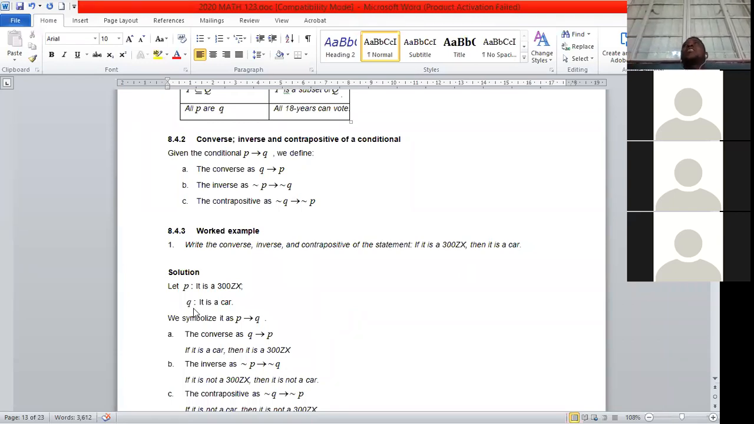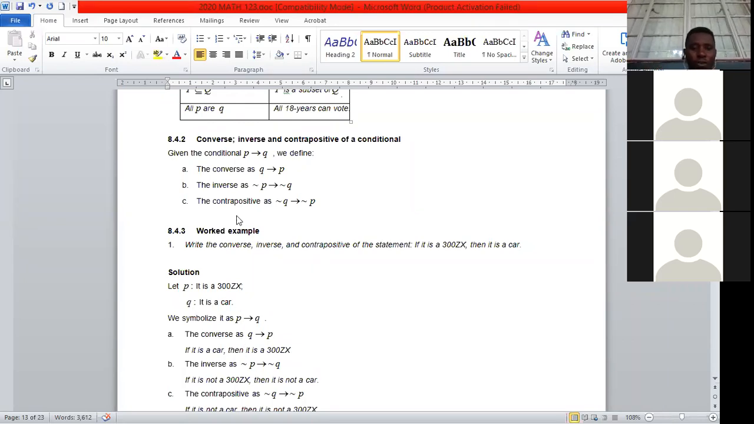Why do we say they are statements? Because they can either be true or false. It is a 300ZX could be a false statement. It is a car could be a true statement or a false statement. So that is why we say statement. In logic, when we say a statement, it's one you can ascertain to be either true or false.